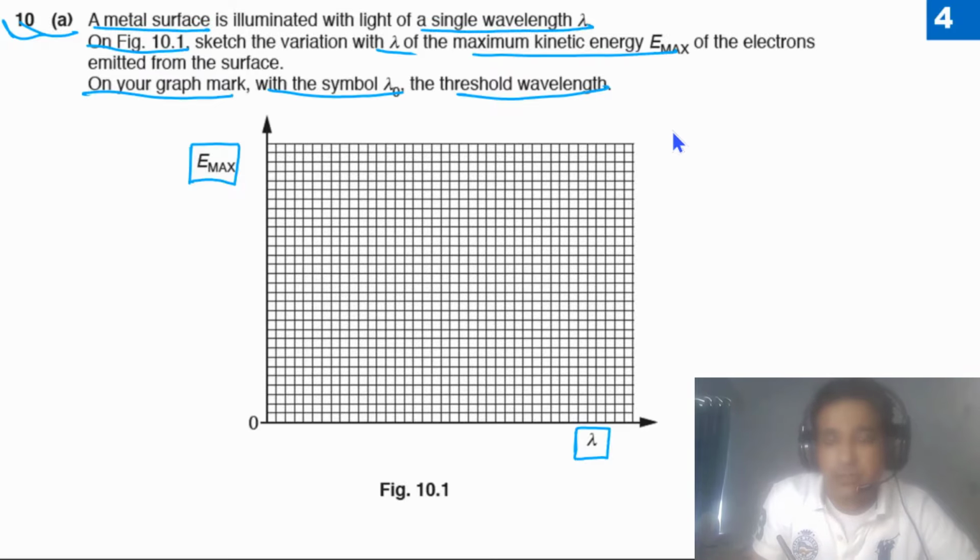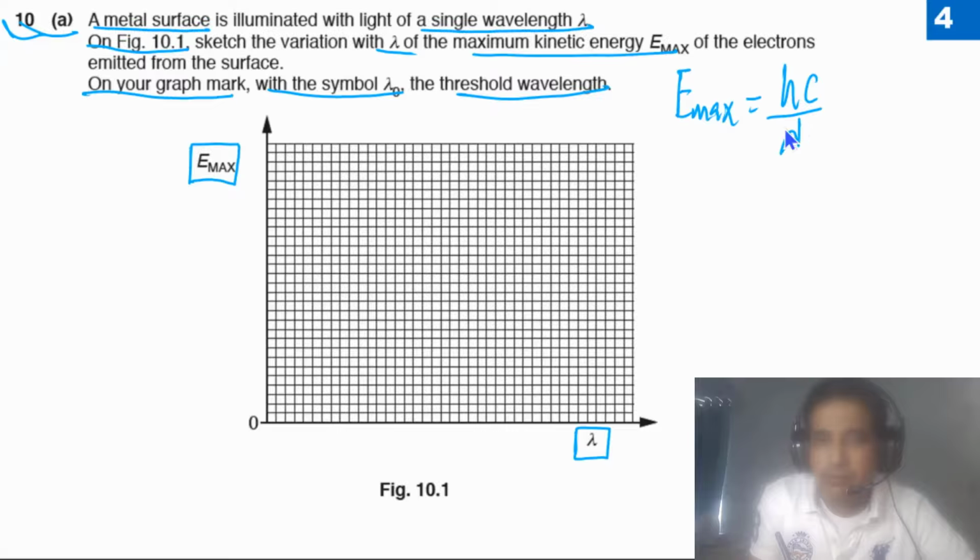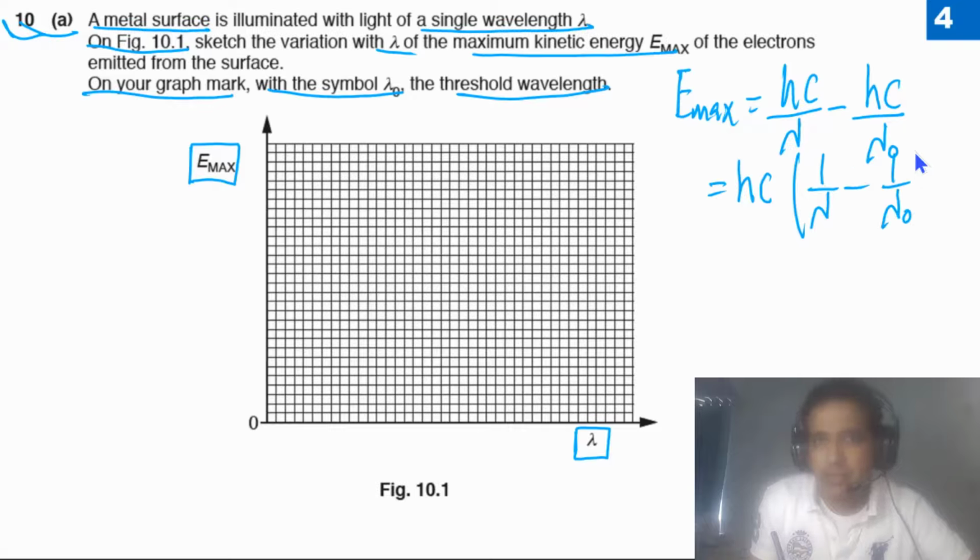So again we can start with Einstein's photoelectric effect equation. Most of the graphs you will see are just based on Einstein's photoelectric effect equation. So again we can start with Emax. So Emax is equal to hc over lambda, where lambda is the wavelength of the incident photon, minus the work function, hc over lambda naught. From here we can take hc common. So we have 1 over lambda minus 1 over lambda naught.